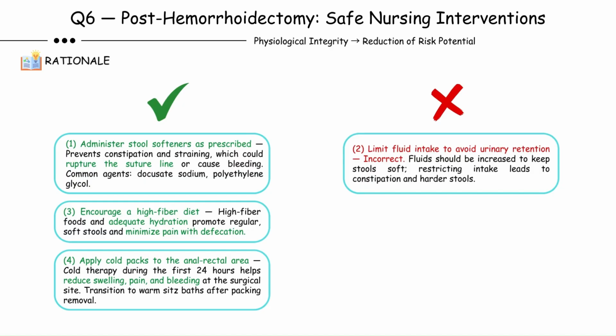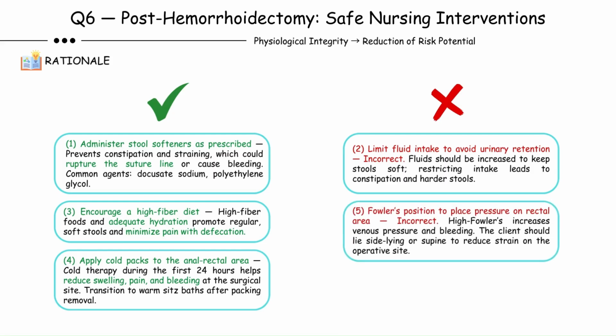Option 2. Limiting fluid intake is unsafe here. We actually want to increase fluids to keep stools soft. Restricting fluids leads to constipation, hard stools, and more straining. Exactly what we are trying to avoid. Option 5. Placing the client in Fowler's position to place pressure on the rectal area is also incorrect. High Fowler's increases venous pressure in the rectal area and can promote bleeding, not reduce it. Side lying or a more neutral position is preferred to reduce strain on the operative site.